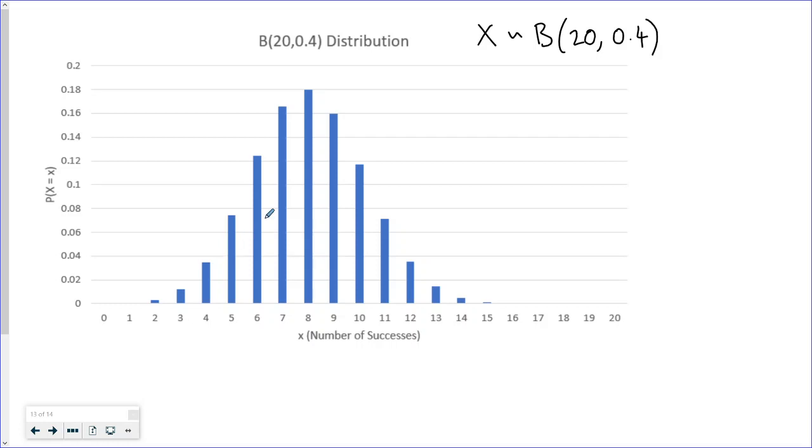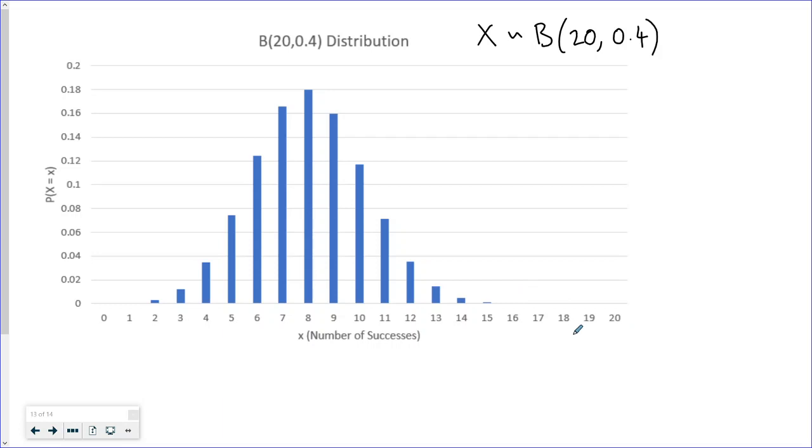the 20 trials. And it's interesting to note that the highest bar, the most likely x value, is 8, and that's because that's 20 times 0.4. If we've got 20 trials and the probability of success is 40%, then on average I'd expect to have 8 successes, which is why that's the most likely outcome.